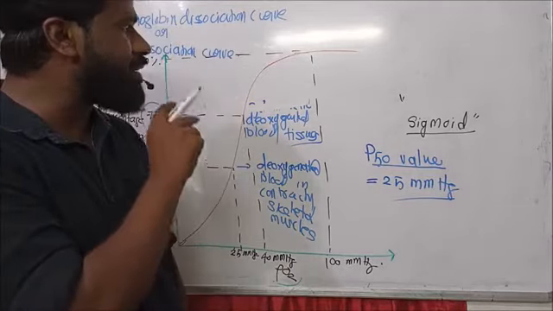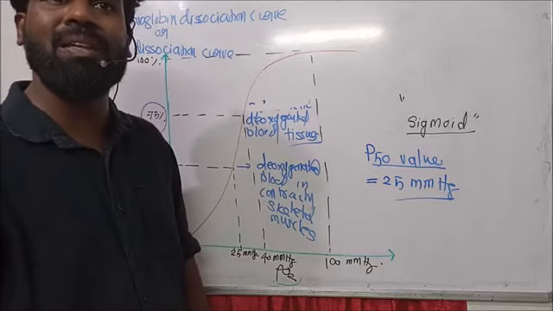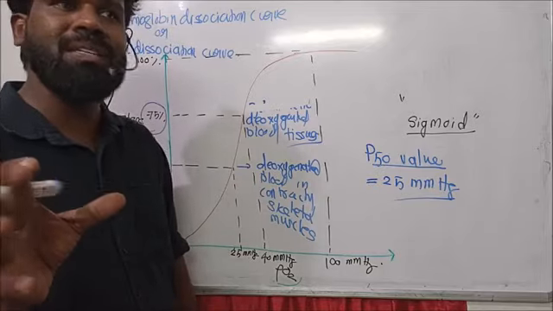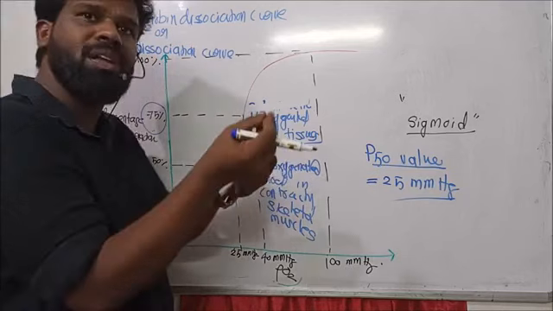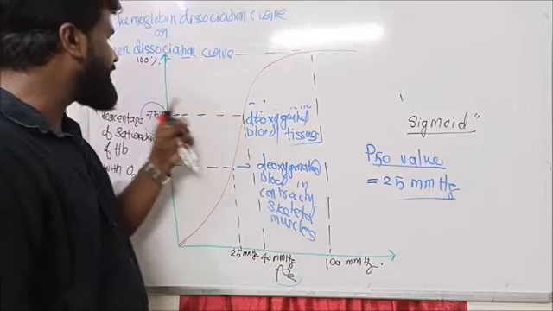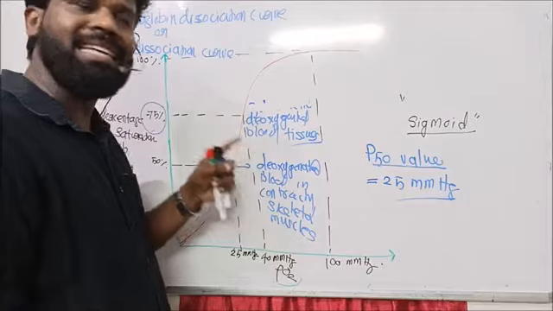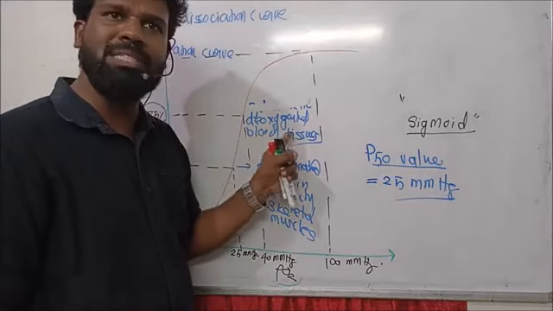This curve represents the oxygen dissociation for normal physiological condition. In normal physiological condition, the systemic tissue takes up only a lesser amount of oxygen. As a result, almost all the oxygen remains saturated with the hemoglobin in the systemic tissue also.